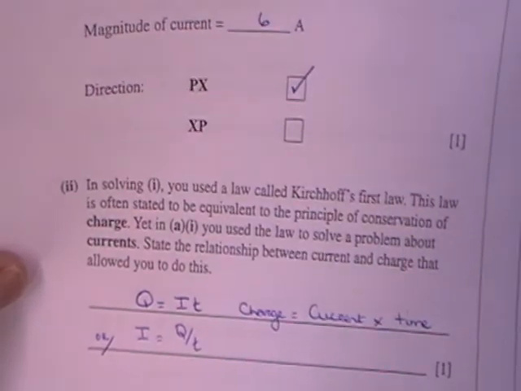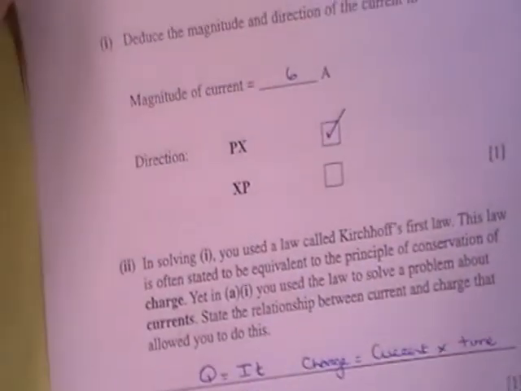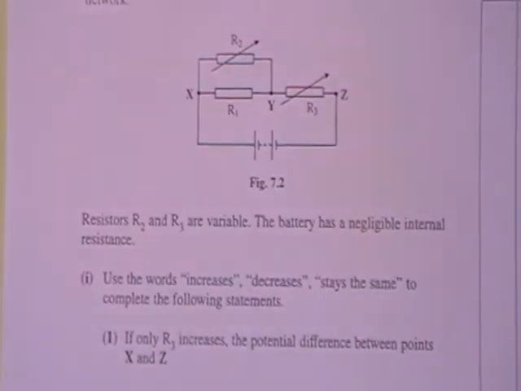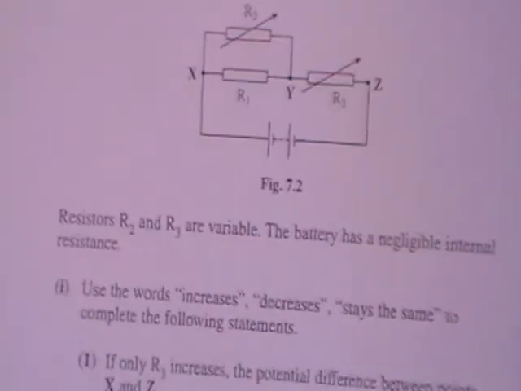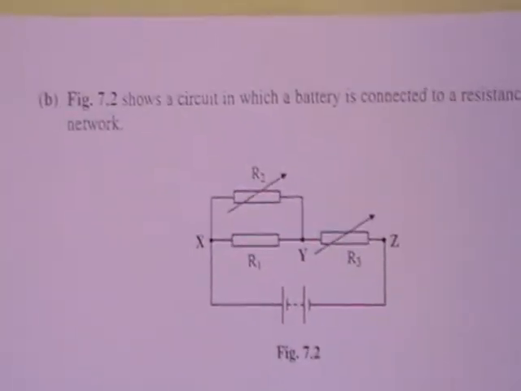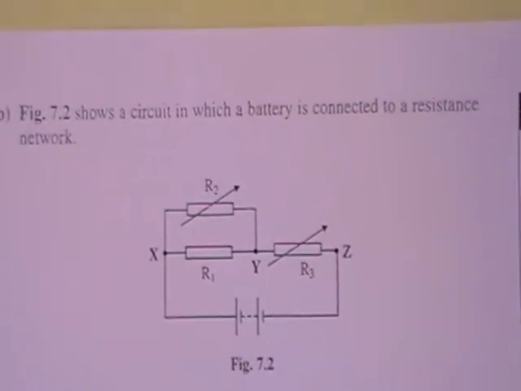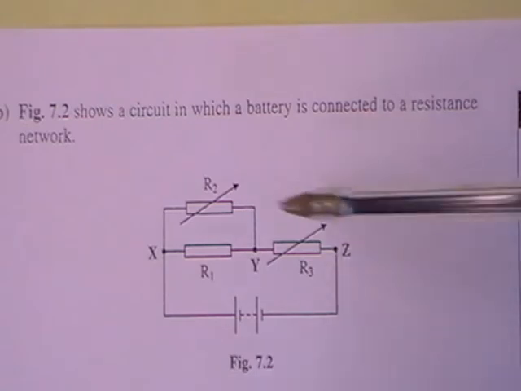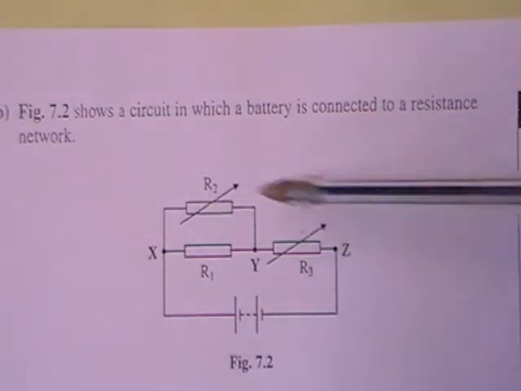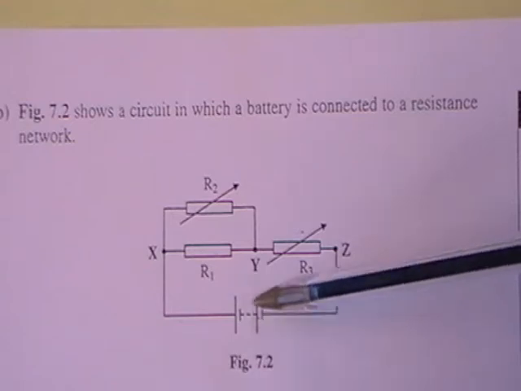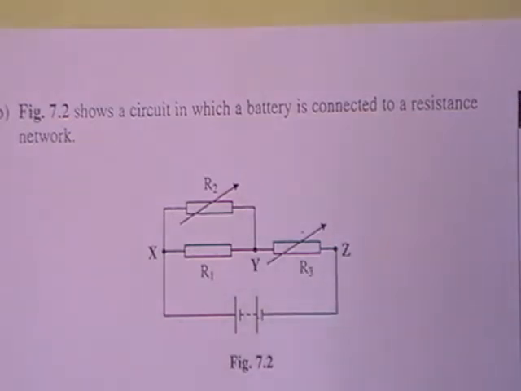Right, the next part of the question then. So the next part of the question, part B, just scanning a bit again. Figure 7.2 shows a circuit in which a battery is connected to a resistance network. And so you can see here that you've got 2 variable resistors, R2 and R3. R1 is fixed. The battery has negligible internal resistance, so we can just ignore our internal resistance there.